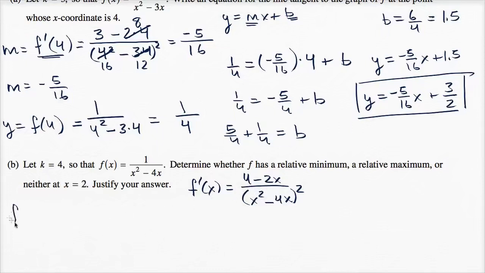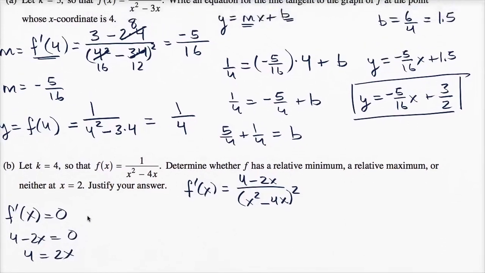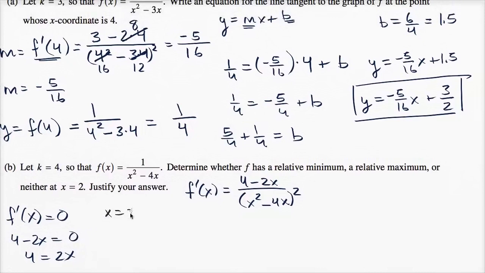And so if we said f prime of x is equal to 0, well, when does this numerator equal 0? When does 4 minus 2x equal 0? You add 2x to both sides, you get 4 is equal to 2x, or x is equal to 2. x is equal to 2. And they told us that, or I guess we've confirmed that f prime of 2 does indeed equal 0. So this is definitely an interesting point.